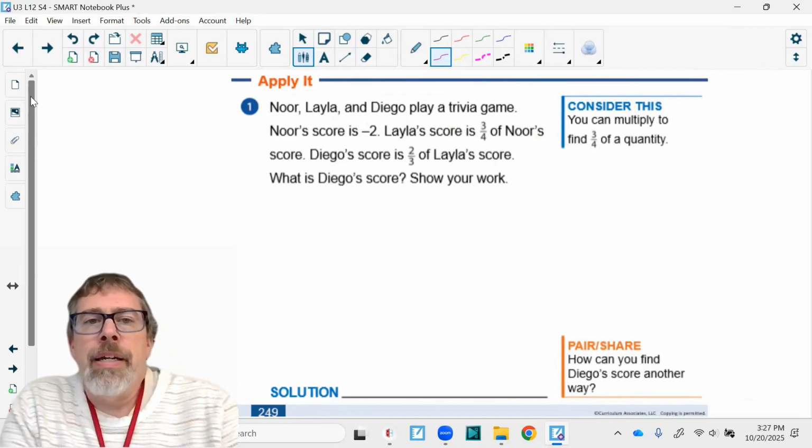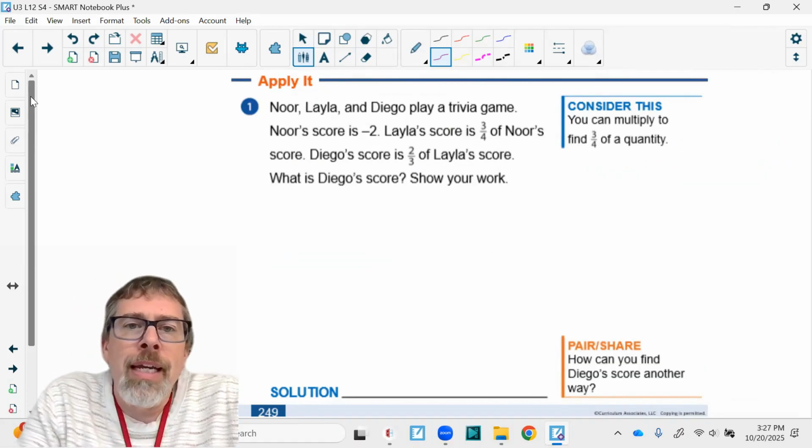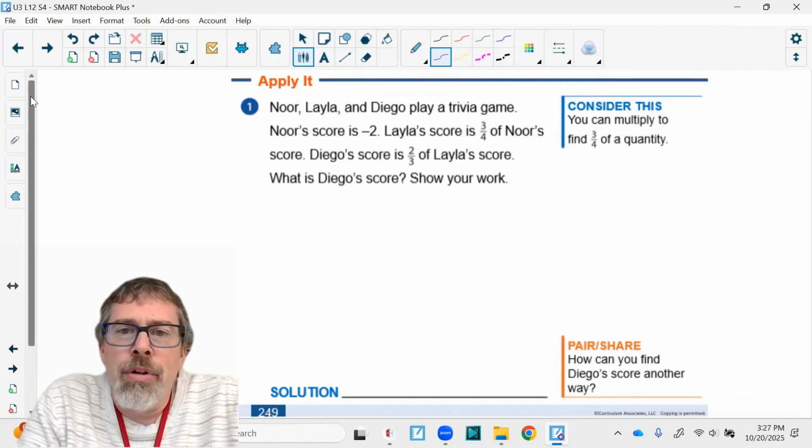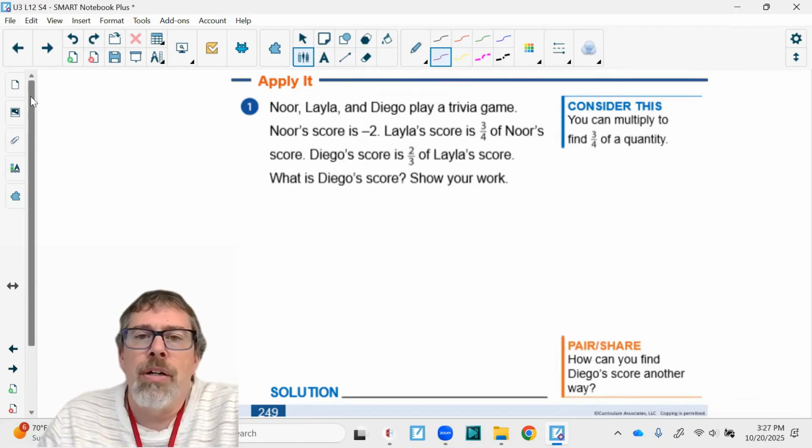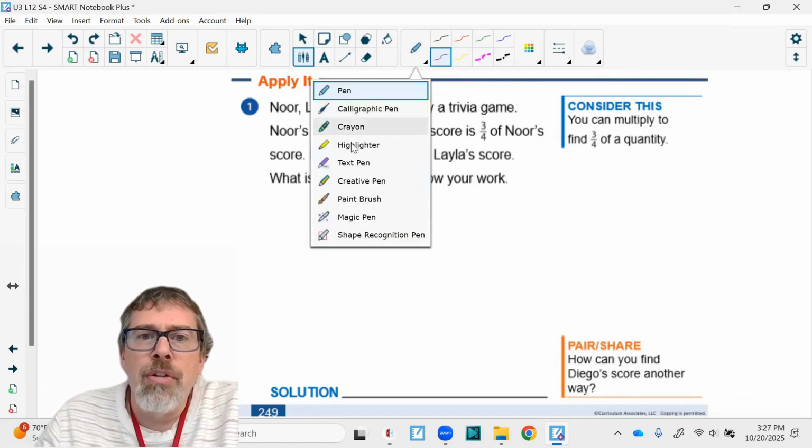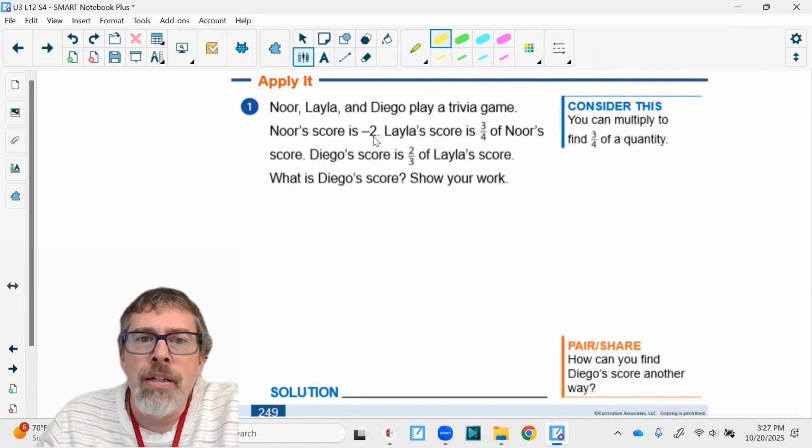Number 1, apply it. Noor, Layla, and Diego play a trivia game. Noor's score is negative 2. Layla's score is 3/4 of Noor's score. Diego's score is 2/3 of Layla's score. What is Diego's score? Okay, so the first thing I'm going to do is, there's a lot going on here.